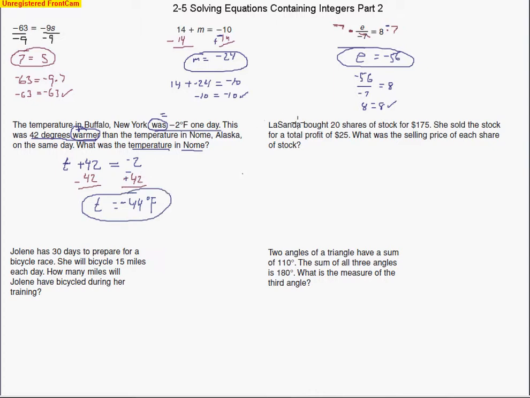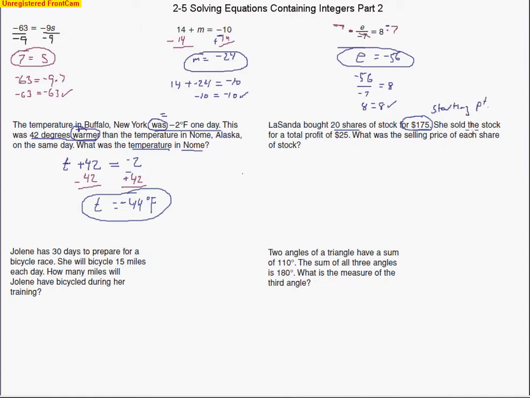Well, taking a look at our next one, it says Lysandra bought 20 shares of stock for $175. So this is the cost. It's like a starting point here. And this is what we began with. And then, let's see what happened after that.